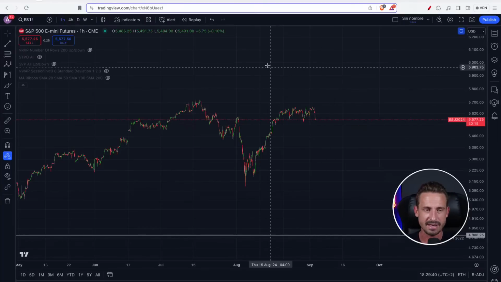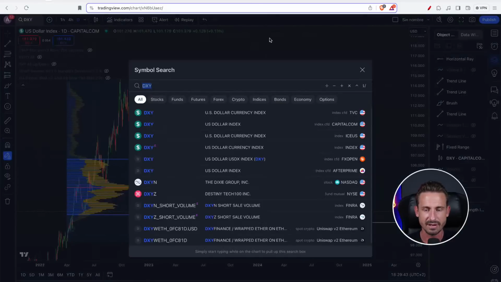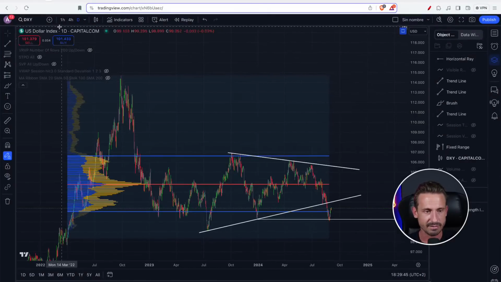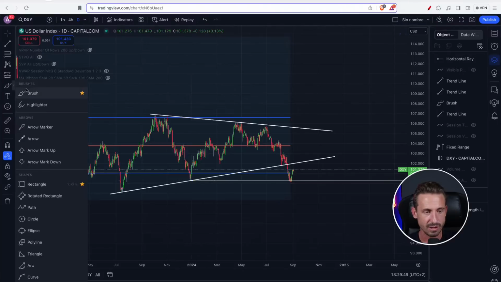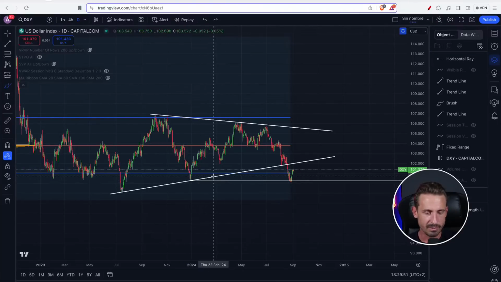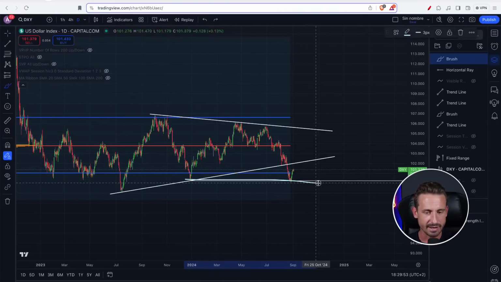Nvidia, is Nvidia bleeding? Oh my goodness. Shall we take a look at Nvidia? DXY is pumping today a little bit, last few days. We just tested the lows here from December 2023. We mentioned that this level was likely going to get a reaction bounce.